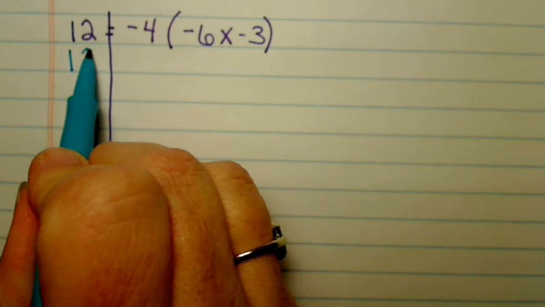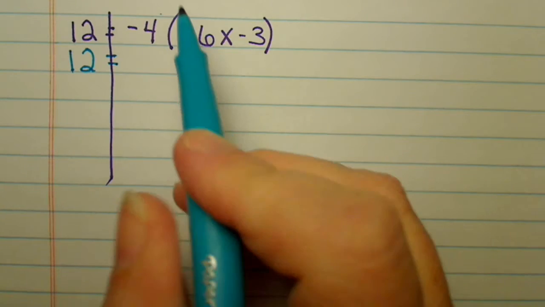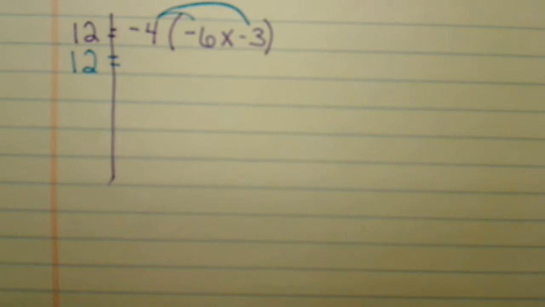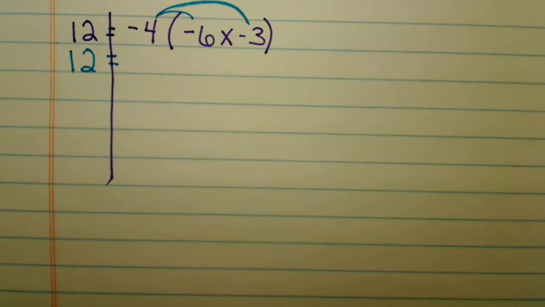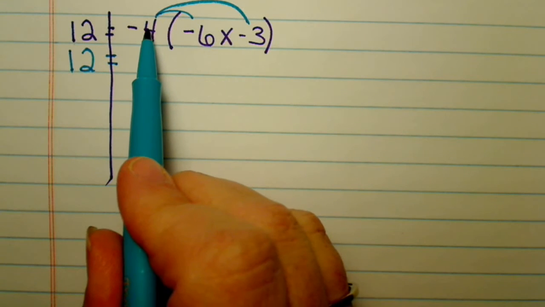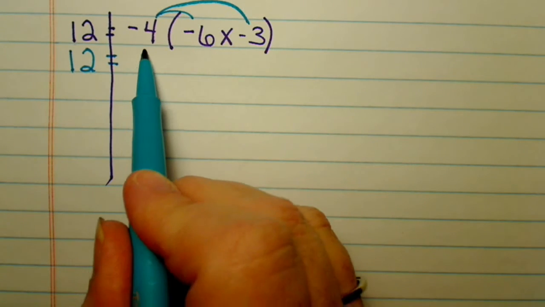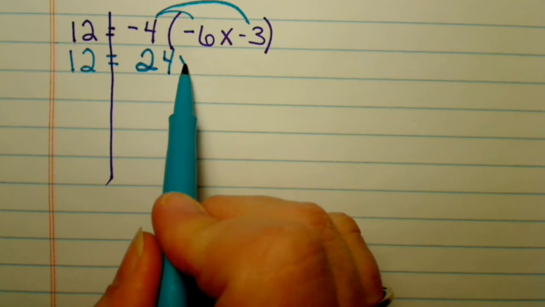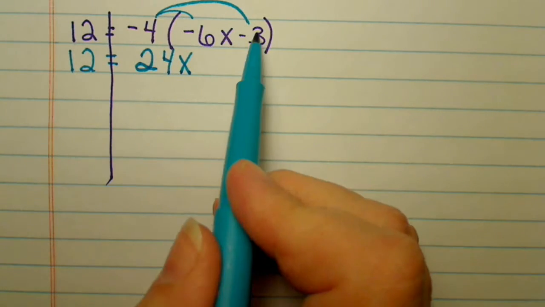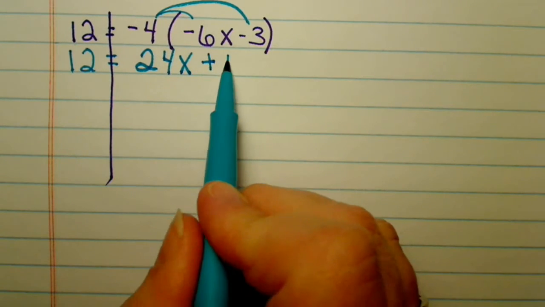So I'm just going to bring that down, put the equal sign here, and I'm going to distribute my negative 4 times everything inside. So a negative 4 times a negative 6 is 24x, and a negative 4 times a negative 3 is 12.